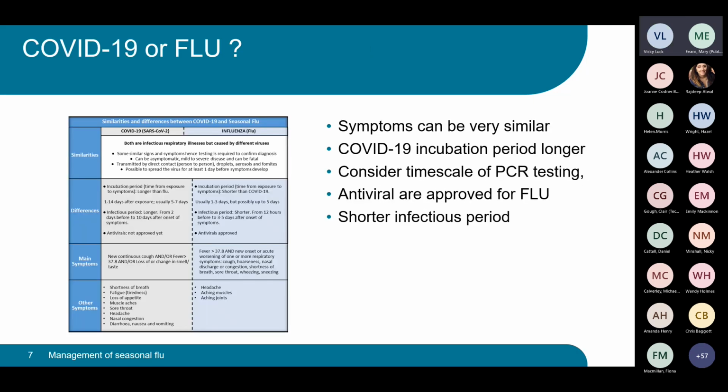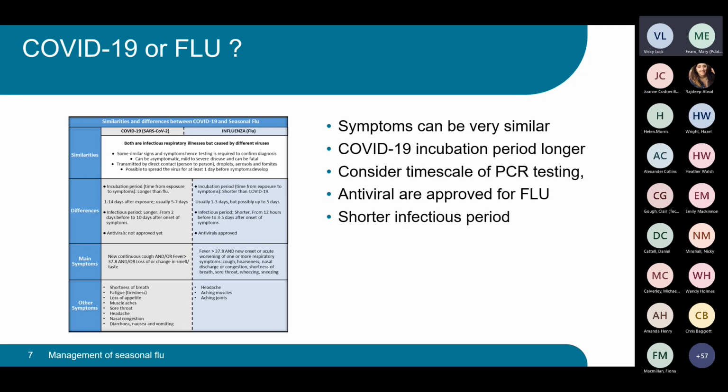So, as I mentioned before, obviously we've got the difficulties of having things co-circulating. This is just a slide that gives a really nice explanation of the differences between COVID and flu. And as I say, it's really important to recognise that symptoms are quite similar. Both can be asymptomatic, and both can cause fatality, particularly if not recognised or left untreated in the vulnerable individual.